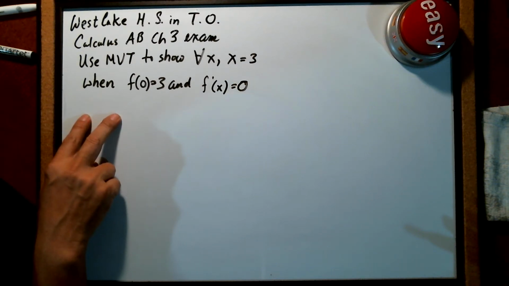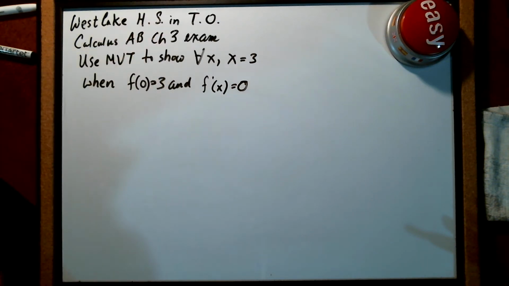So this is for Westlake High School in Dawson Oaks, Calculus AB, Chapter 3 exam review. I forgot to write the word review.